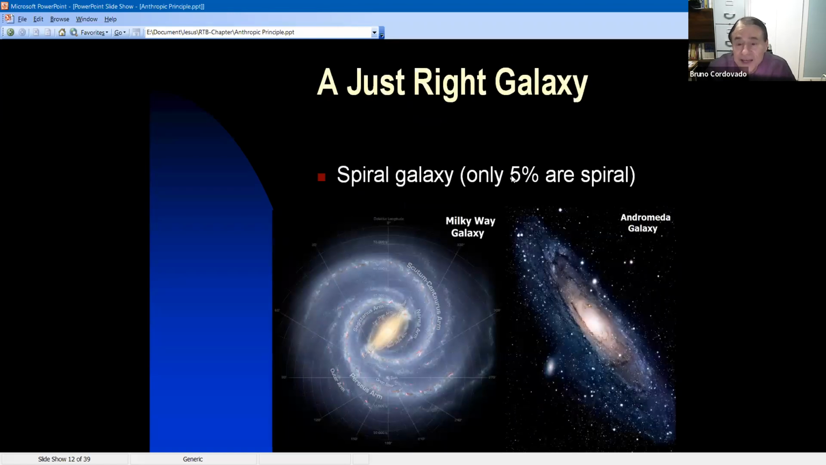And you need the right kind of galaxy. The only galaxy that really can support life is a spiral galaxy. About 5% of the galaxies in the universe are spiral. Here's what we think the Milky Way galaxy looks like. No one can see it because we're inside of it, but they figure this is what it would look like if you were far away from it. The Andromeda galaxy is the nearest spiral galaxy.